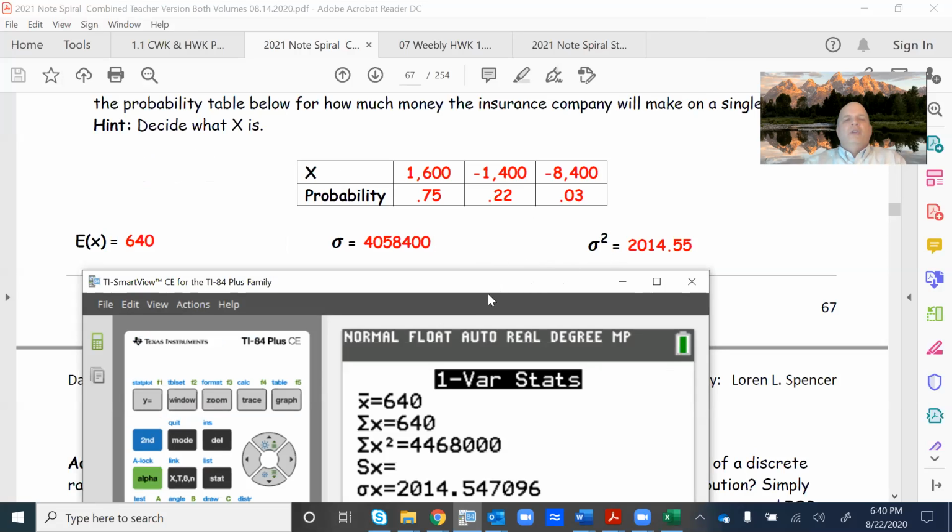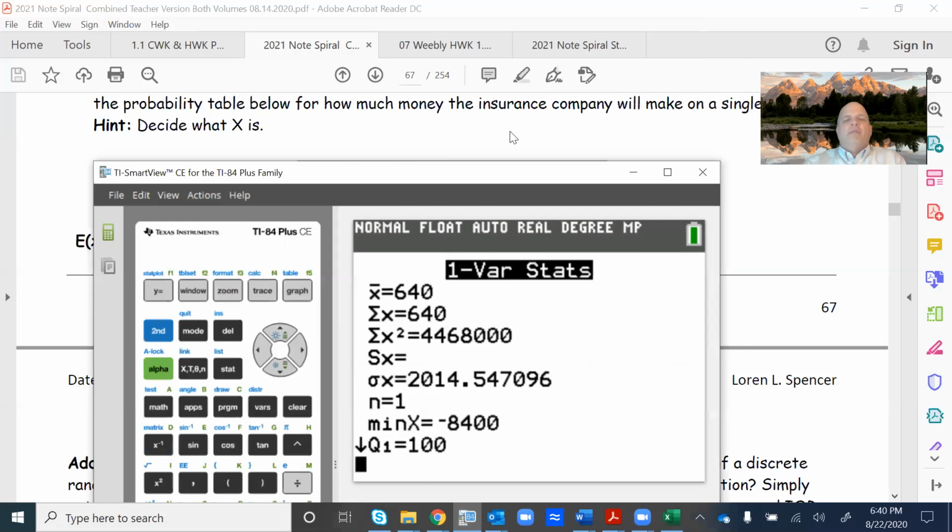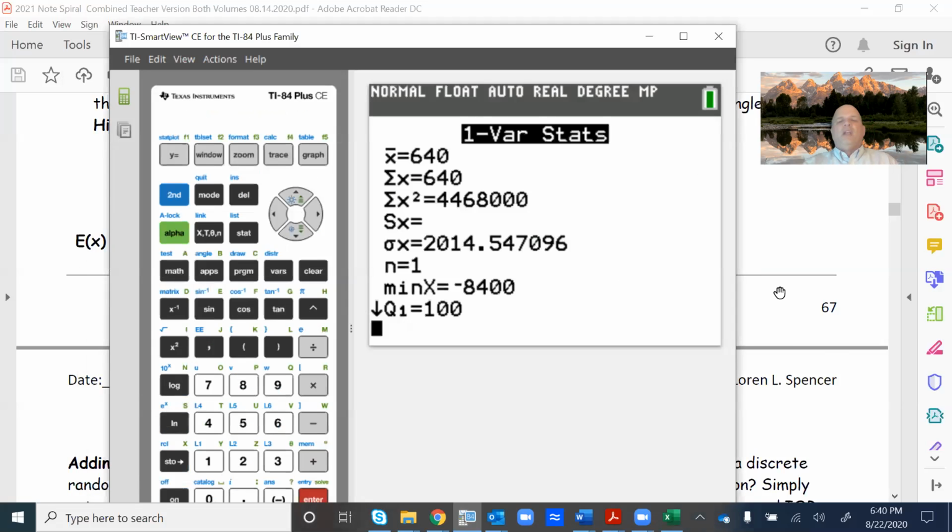All right, so you know how to do this in a calculator. You will have some to practice with this week, and we will revisit this the following week as well. All right, thank you.